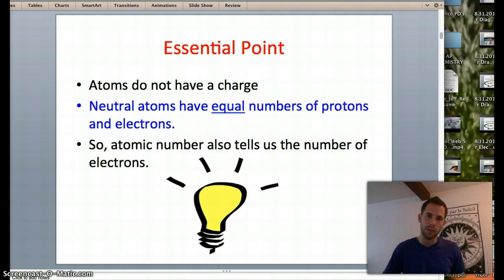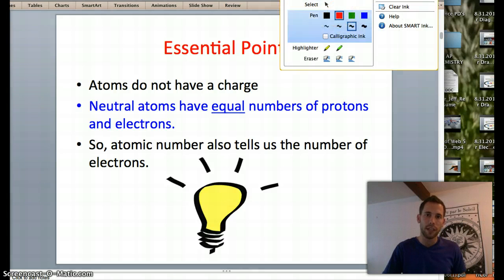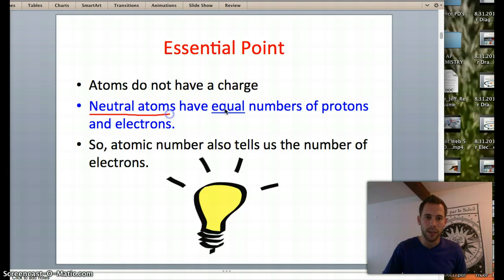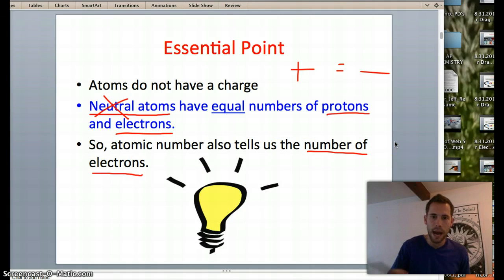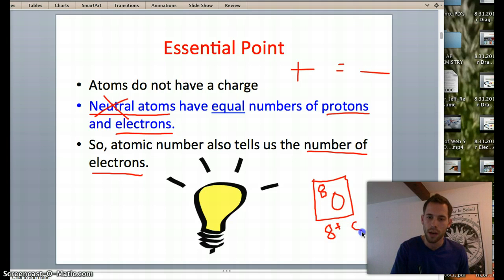First things first, an essential point you have to know is that atoms do not have any charge. The reason is that neutral atoms have an equal number of protons and electrons. If your positives for your protons and your negatives for your electrons do not equal each other, you are not neutral. So when we look at atoms on the periodic table, they are always neutral. Therefore, atomic number also tells us the number of electrons. So when we see oxygen, which has an atomic number of 8, we know that oxygen has 8 protons and also 8 electrons, given that any atom that appears on a periodic table is a neutral atom.